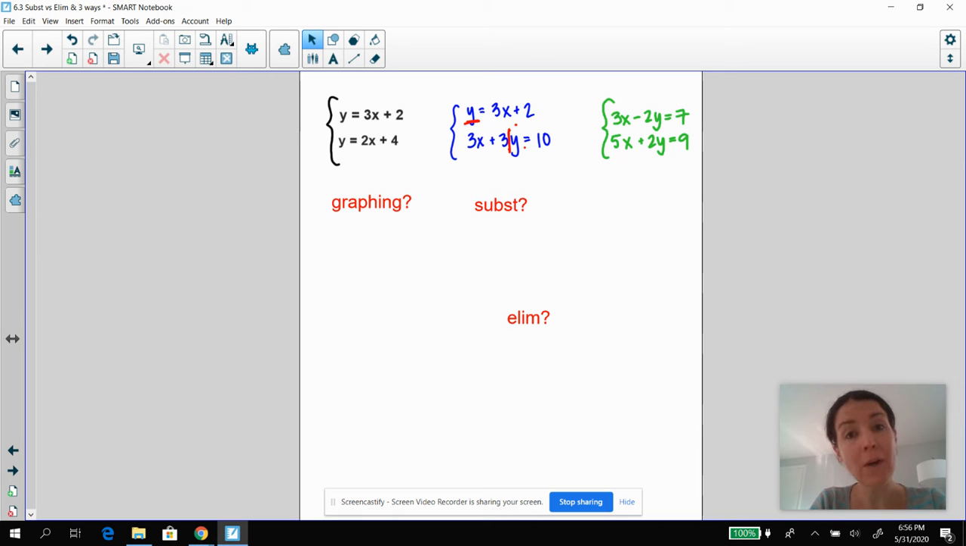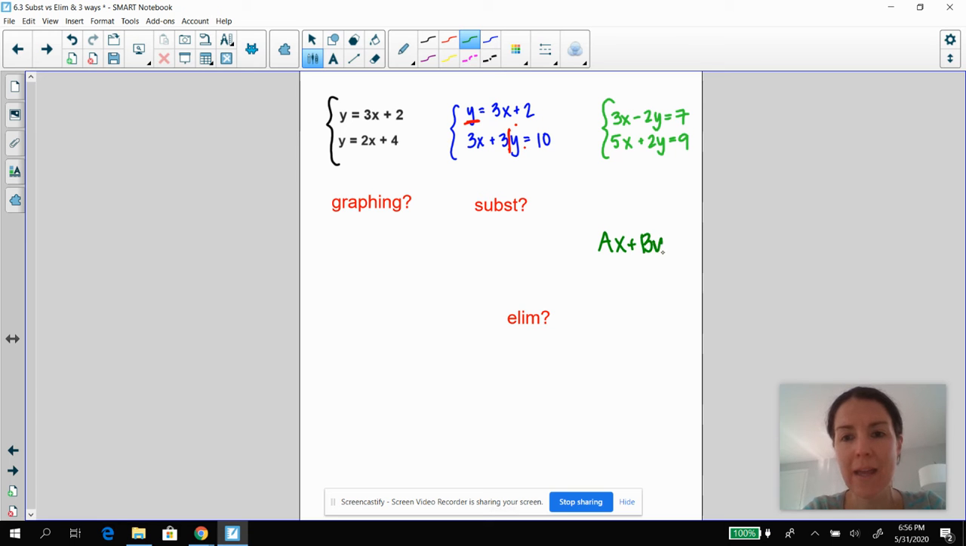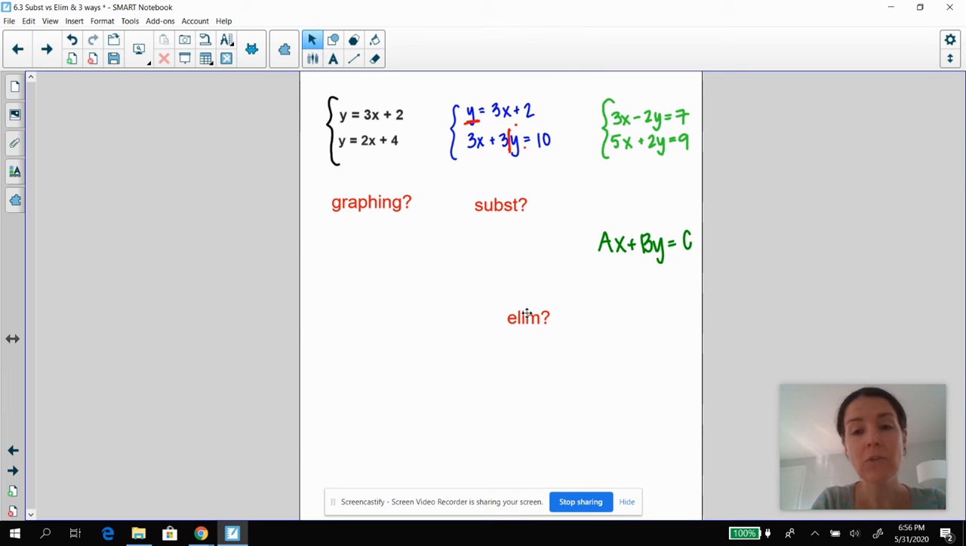And now for this third one, whenever both equations are in that ax plus by equals c form, we would use like the cover-up method, right, when we were graphing these. Whenever it looks like that, I would use elimination. So here's just sort of a general rule of thumb.